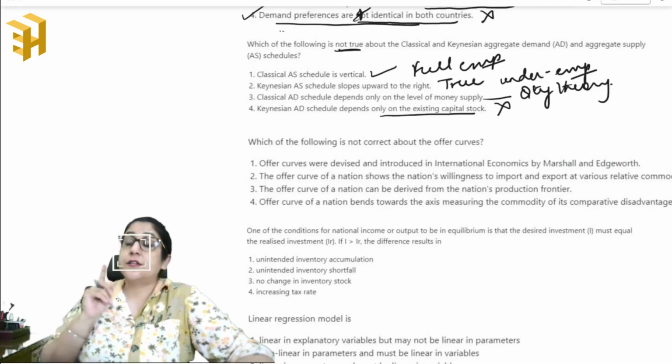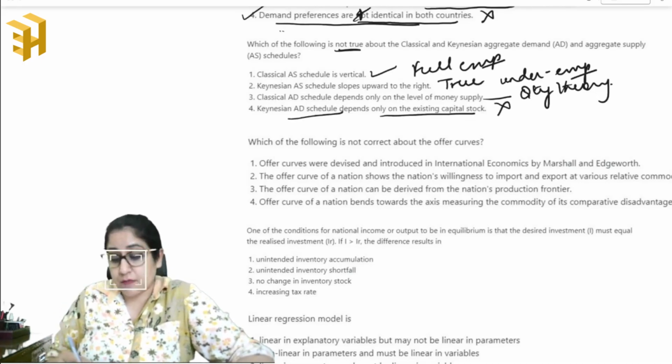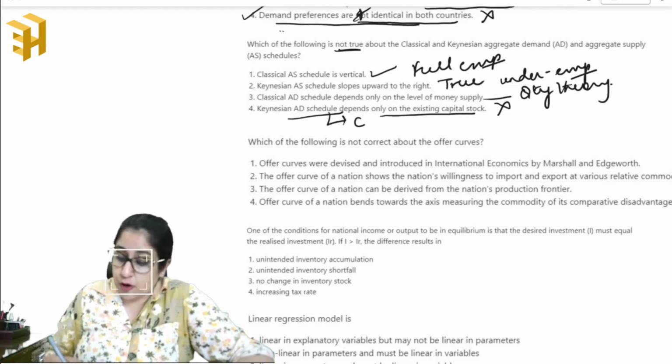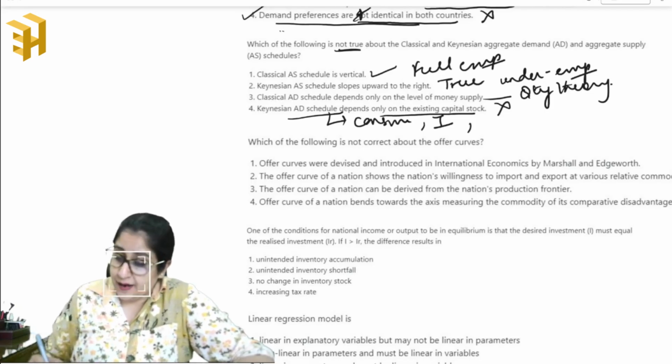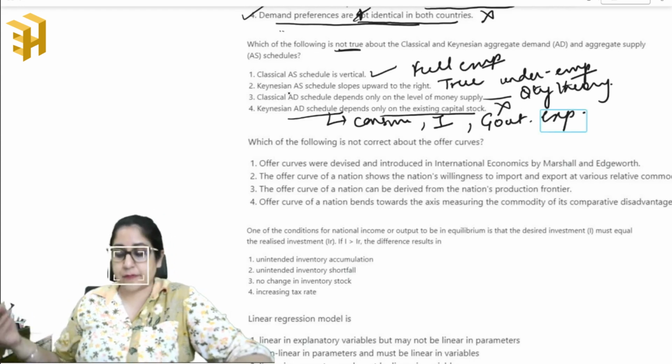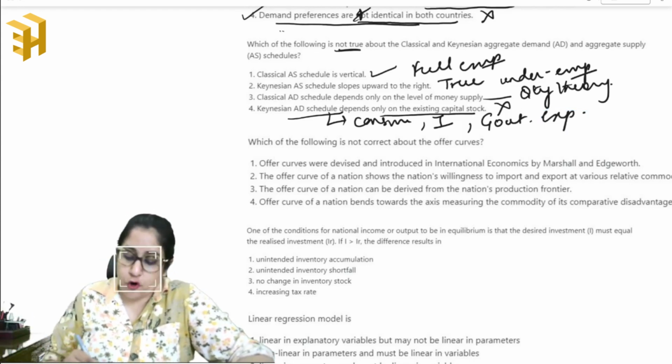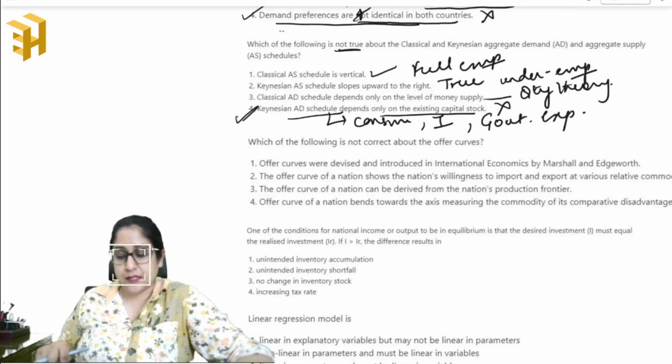Not at all. Rather, the Keynesian aggregate demand schedule depends on the consumption expenditure that takes place, the investment expenditure that takes place, and the government expenditure that takes place. Okay, so fourth is the answer in this case.